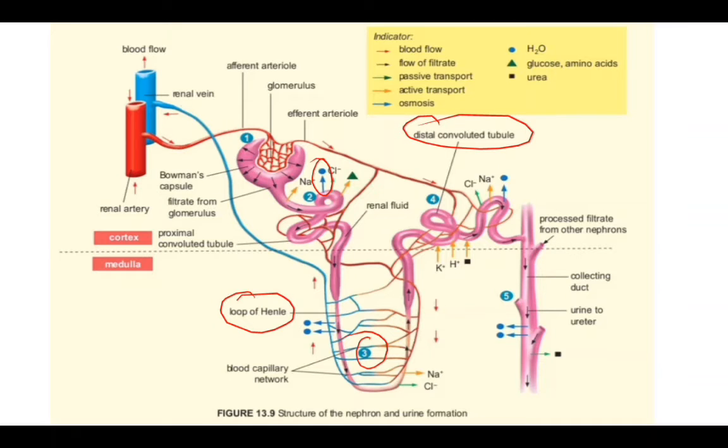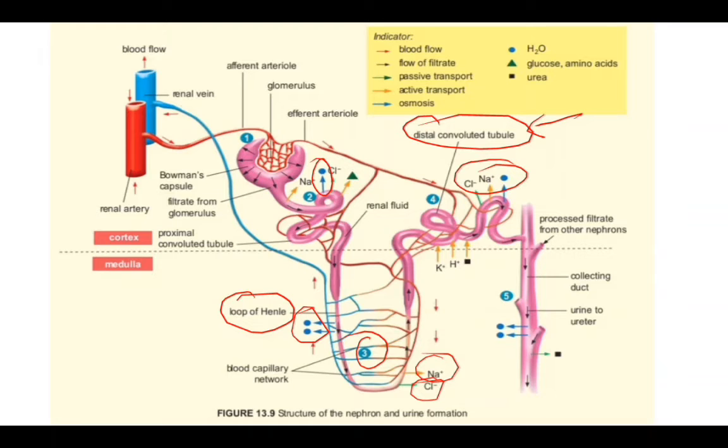In the loop of Henle, water is reabsorbed di sini ya, through osmosis. Sodium ions are also reabsorbed through active transport, okay, and also chloride ion, passive transport. In the distal convoluted tubule, more water, sodium, and chloride ion are reabsorbed. Nampak ni di sini. Di sini penyerapan semula air, sodium ion, chloride ion lebih banyak di distal convoluted tubule. Okay, the amount of water and salt reabsorbed depends on water and salt content in the blood.